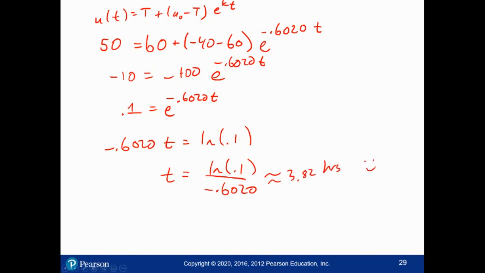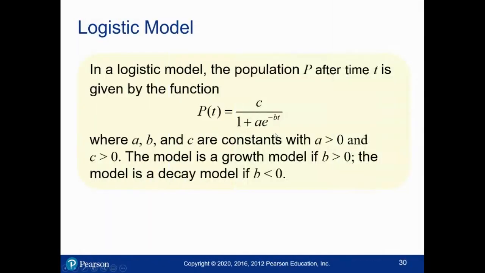Okay, so these radioactive decay and Newton's law of cooling and financial model problems and bacterial growth all follow a very similar pattern in what sort of steps you do. Okay. So after this, we will go on to logistic models, which work a little bit differently, but fundamentally are using exponential equations.